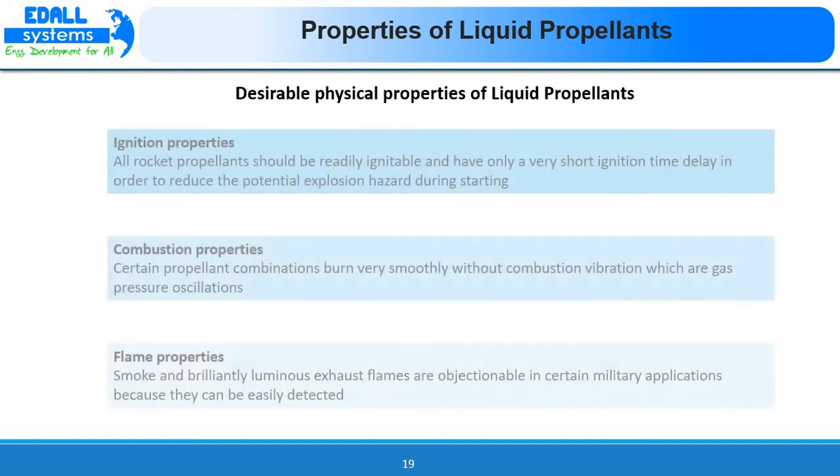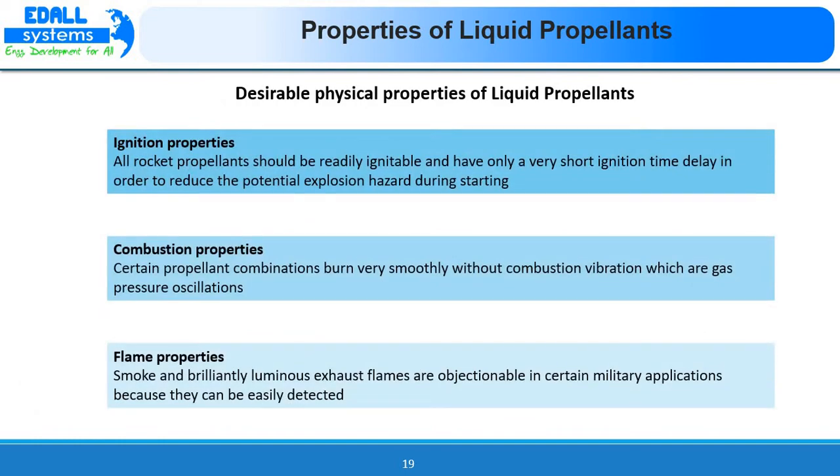Then some of the other properties are the ignition, combustion and flame properties. All rocket propellants should be readily ignitable and have only a very short ignition time delay in order to reduce the potential explosion hazard during start. So all the liquid propellants should be readily ignitable and should have a very short ignition delay time. Then certain propellant combinations burn very smoothly without combustion vibration, which is gas pressure oscillation. So the combustion should be very smooth without any combustion vibration, which can cause some flight stability drop during its operation. The last one is flame properties.